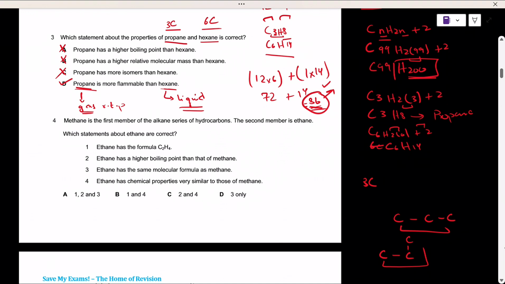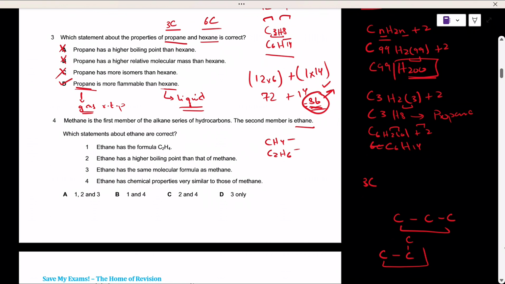Okay, let's look at question number 4. Question number 4 says methane is the first member of the alkane series of hydrocarbons. The second member is ethane. So the first member is CH4, the second member is C2H6, which is ethane. This is methane, this is ethane. Which statement about ethane is correct?